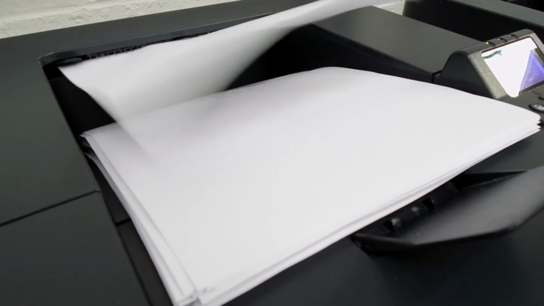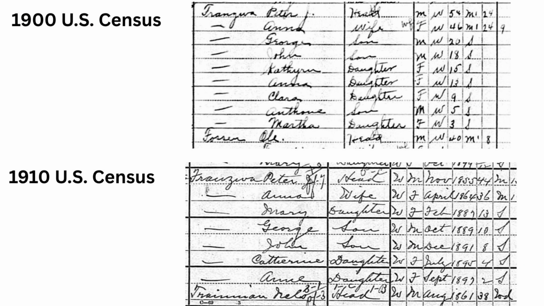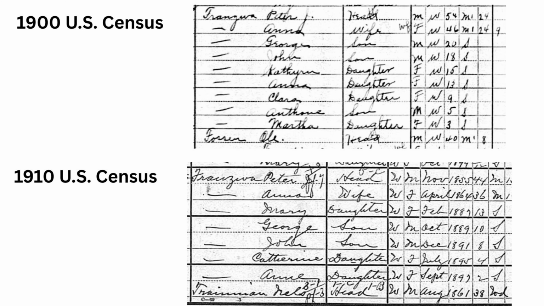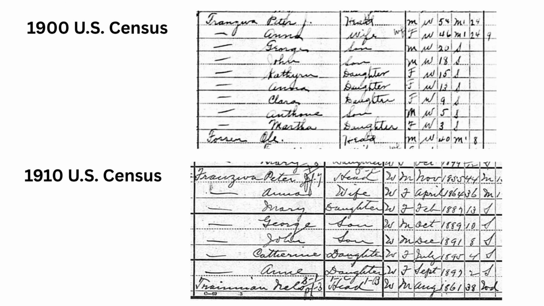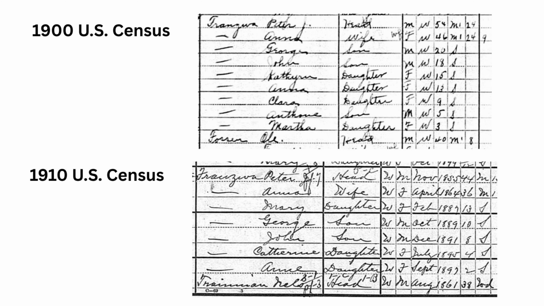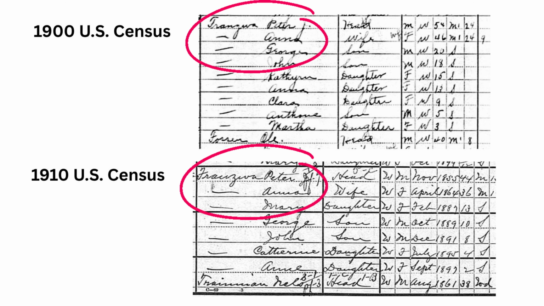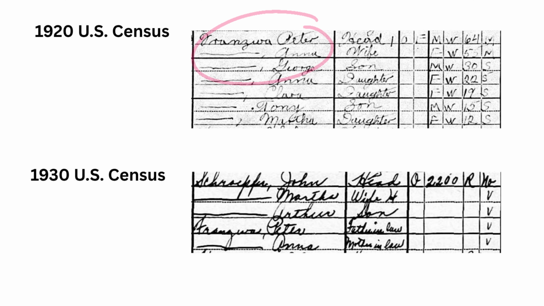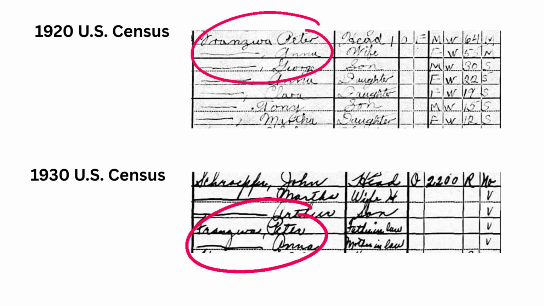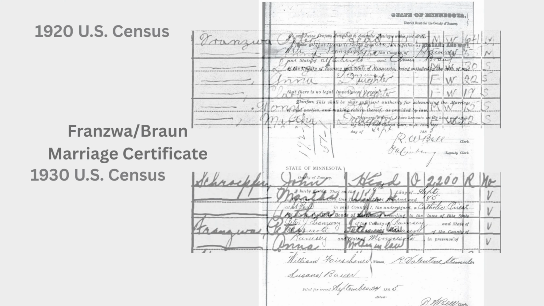So what should you do instead? Think of each record as a piece of evidence. One record is not enough on its own. You want to see the same information show up in multiple places. For example, if a census record shows a spouse and children, look for a marriage record that supports it. If you see an age in one record, check another census to see if it lines up over time. If a location changes, ask why. Did they move, or is it a different person?